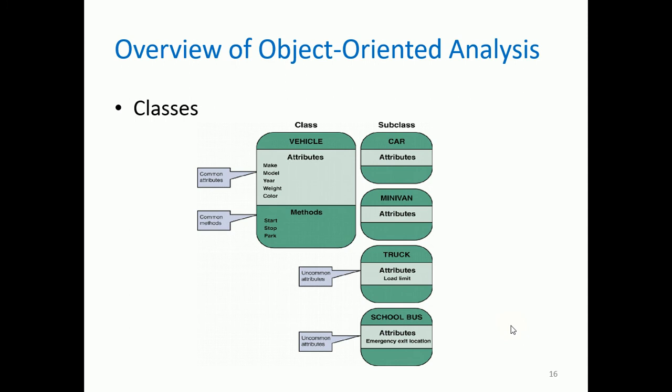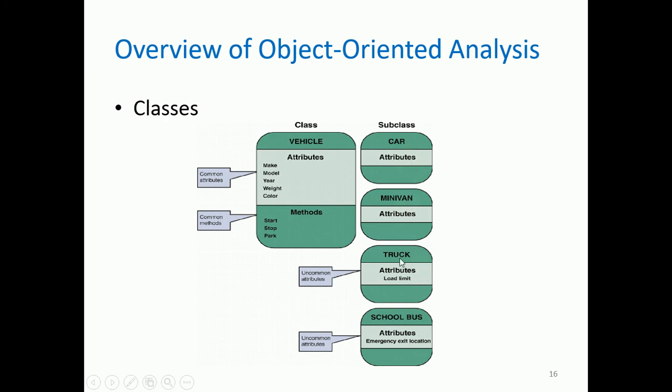Our class is vehicle. The attributes of vehicle are the make, model, year, weight, and color. And the methods are start, stop, and park. The vehicle has its subclasses, such as car, specific vehicles to be exact: minivan, truck, and school bus. Car and minivan share all of the attributes of the vehicle, so there are no changes for these subclasses of vehicle.